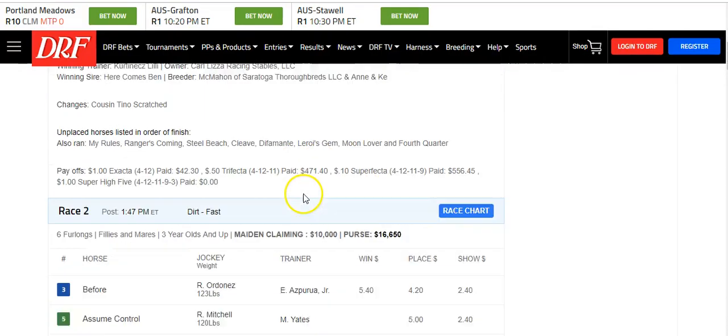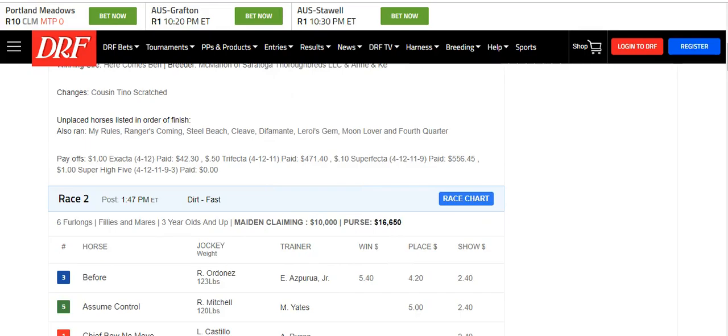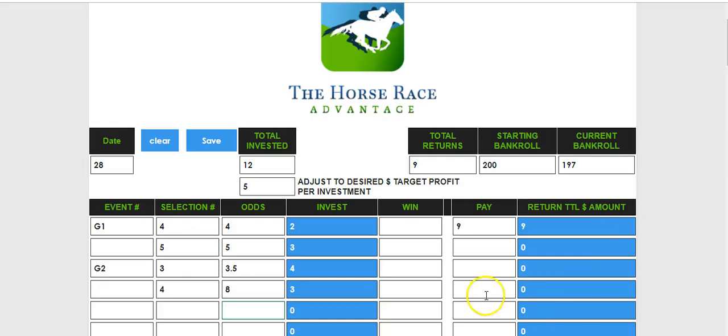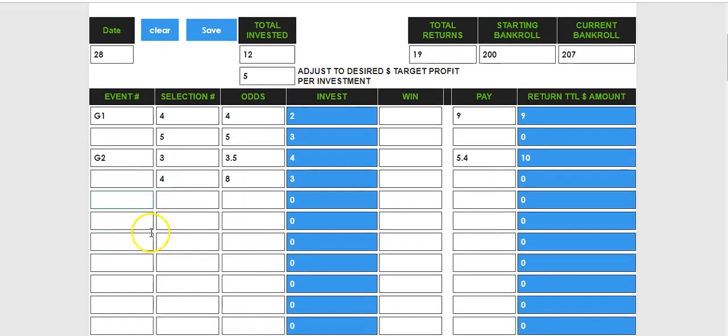Now, the result of that race is the 3 horse won the race, but he paid $5.40. Again, this is a $7 horse. He only paid $5.40. So you put in $5.40 here. The calculator has taken into account that you did invest a total of 12 so far. You're still ahead by $7, okay? When you should be ahead by 5, 10, 15, 20. But none of these paid what it should have. So that's why there is that difference.